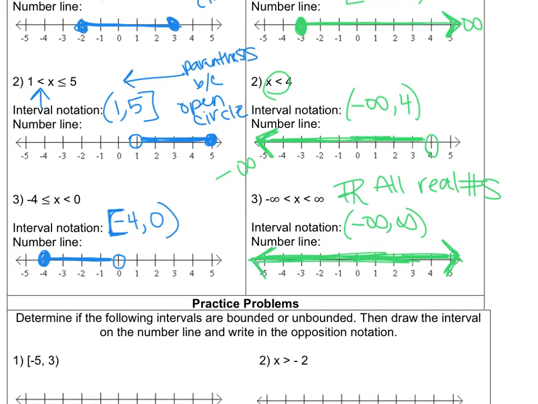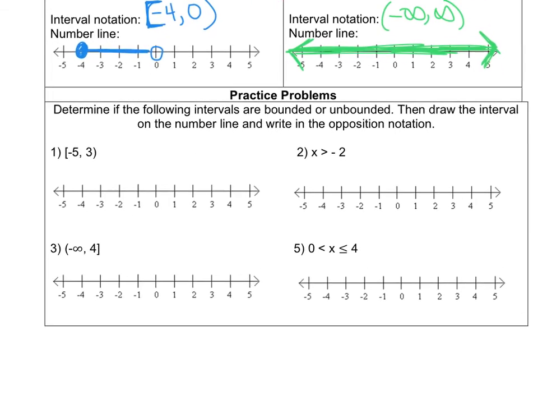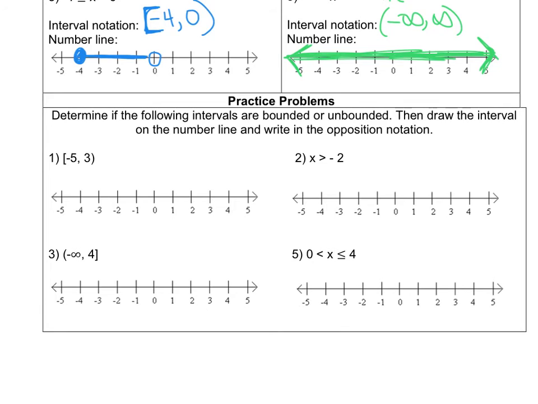Okay, let's go to some practice problems. So we want to draw a number line to match the description. It's either going to give you an interval or an inequality, and then you're going to write it in the opposite format. So let's start off with number 1. I have negative 5 to positive 3. So pay very close attention to the brackets or parentheses.